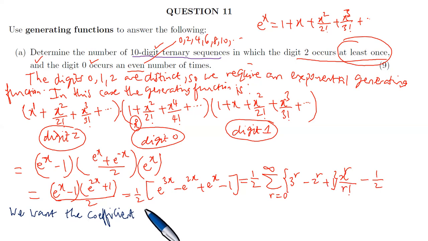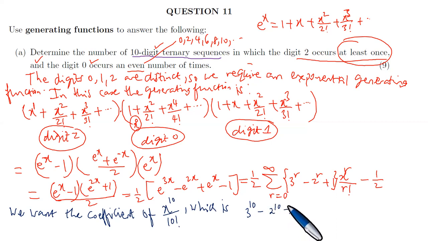Right, we want the coefficient of x to the power 10 over 10 factorial, which is, hey, can I use the recurrence relations we saw before and just test the understanding of the method? But yeah, we need a bit more drilling on these questions because they can emerge a bit tricky sometimes. So it's 3 to the power 10 minus 2 to the 10 plus 1, you divide by 2.